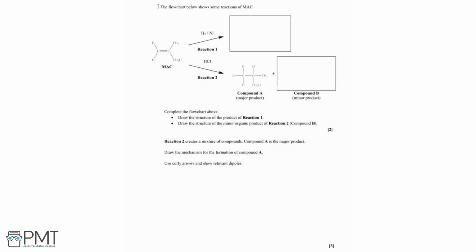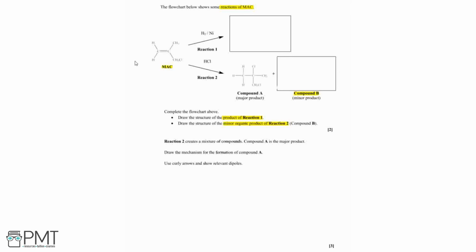The flowchart below shows some of the reactions of MAC, which is this compound here. We need to complete this flowchart by drawing the structure of the product of reaction 1 and the structure of the minor organic product of reaction 2, which is compound B overall. So let's start with the product from reaction 1.